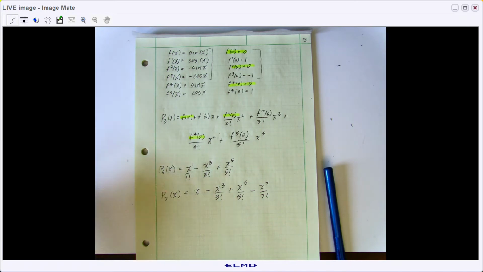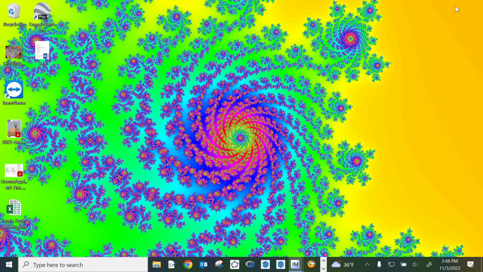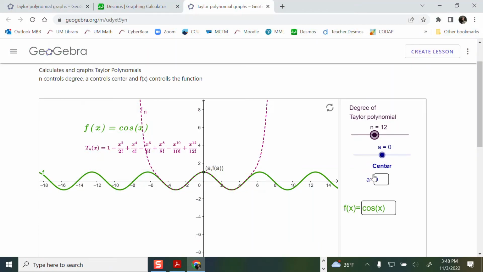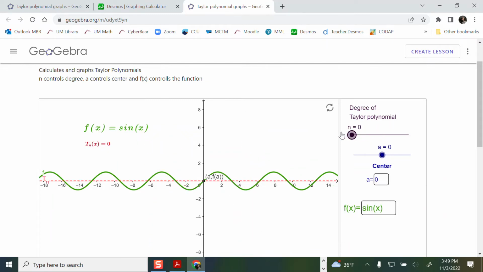Let's go ahead and take a look at how it looks online when we graph it. Let's see if we got it right. So I'll use this one instead of Desmos. We'll change this to sine. Let's roll the degree down to 0. So it turns out that 0 degree is just 0.